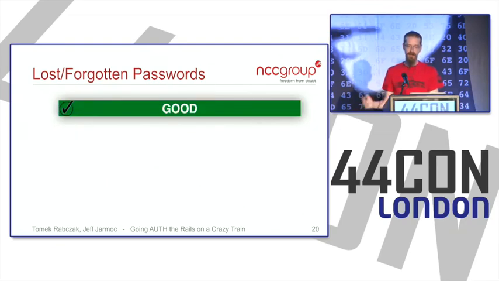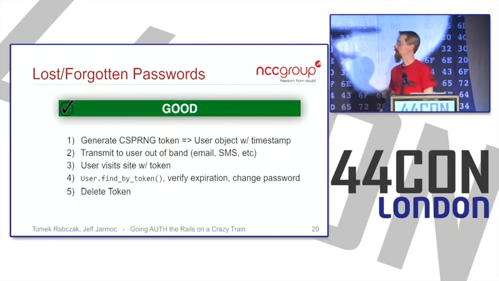So let's talk about the good ways to do lost, forgotten password handling. I like to see this process. Generate a random token. Be sure you're using a cryptographically secure pseudo-random number generator, so that there's enough entropy it can't be guessed. Store that token in the user object along with a timestamp of when it was created. Transmit it to the user out of band. Unfortunately, that's about the best we can do, is to email that token to them or send it over text message or something like that. We have to get it to them somehow.